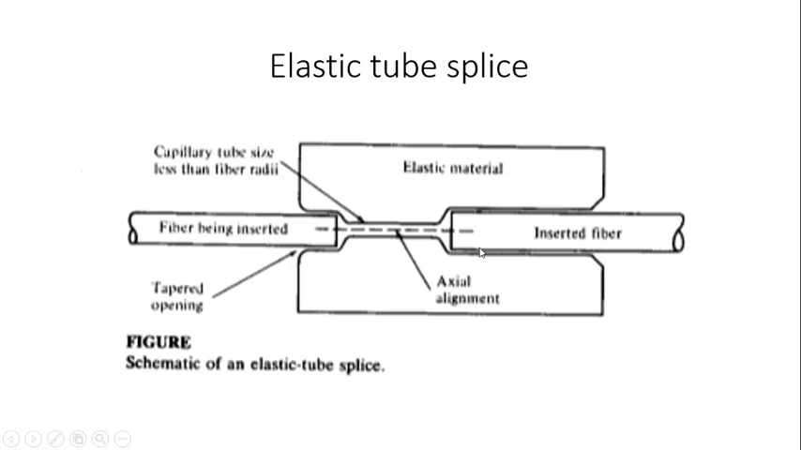This is one fiber, this is the second fiber. This is the already inserted fiber, and this is the fiber being inserted. This is axis alignment, for both fiber axes. This is the capillary tube size, which is less than the diameter of the two fibers. This is the opening part of the elastic material, and this is also an opening part of the elastic material.